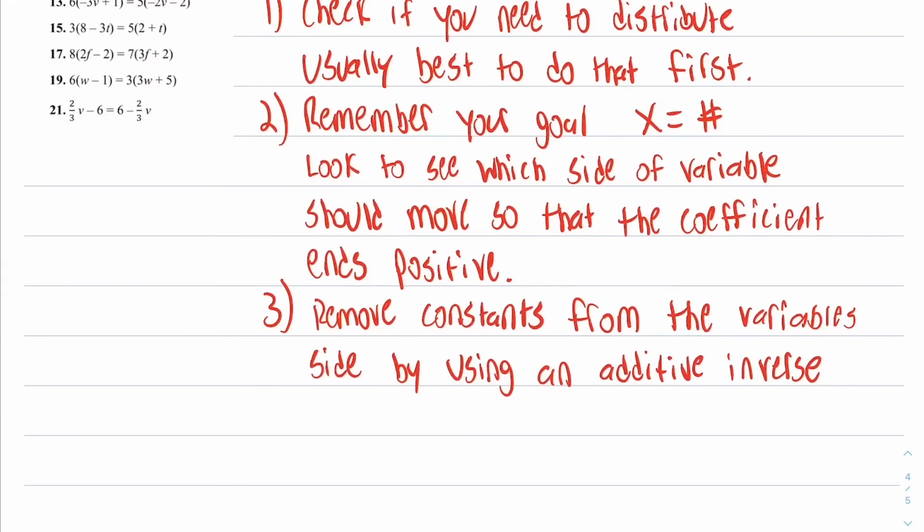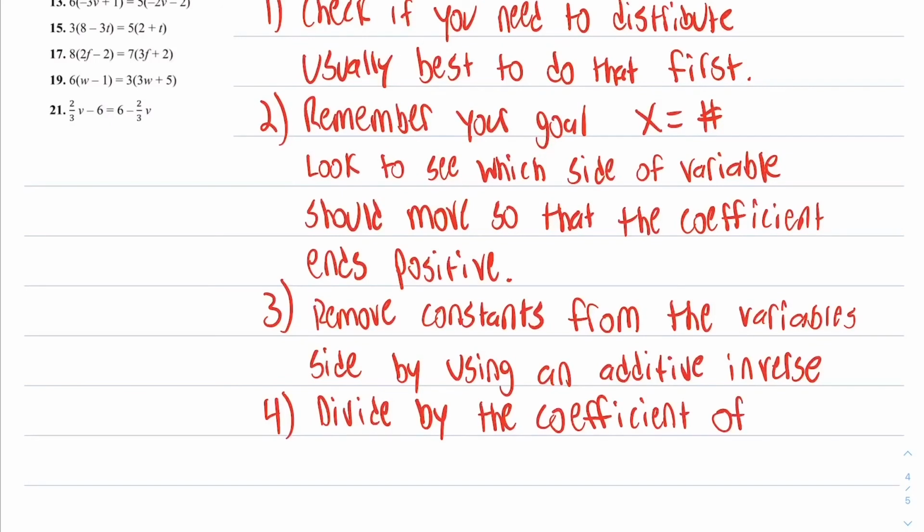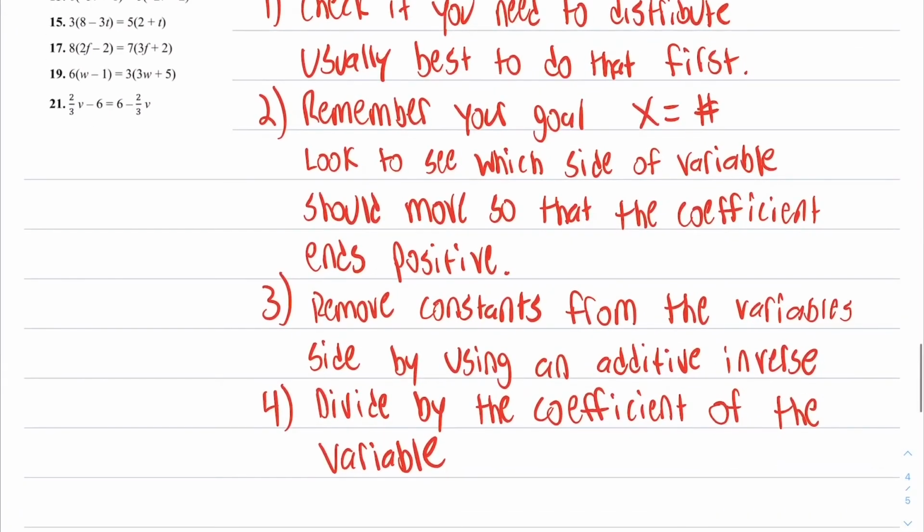The way you would remove a constant is by using an additive inverse. You should be used to that by now. And then finally, divide by the coefficient. Finally, the last step is to divide by the coefficient of the variable.